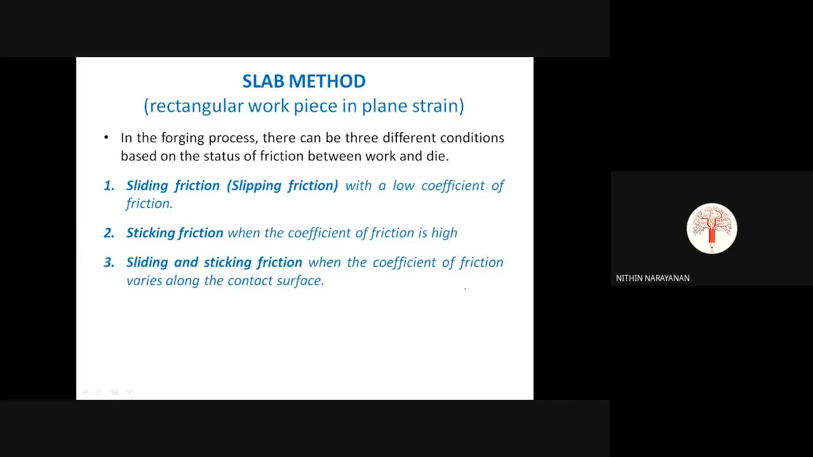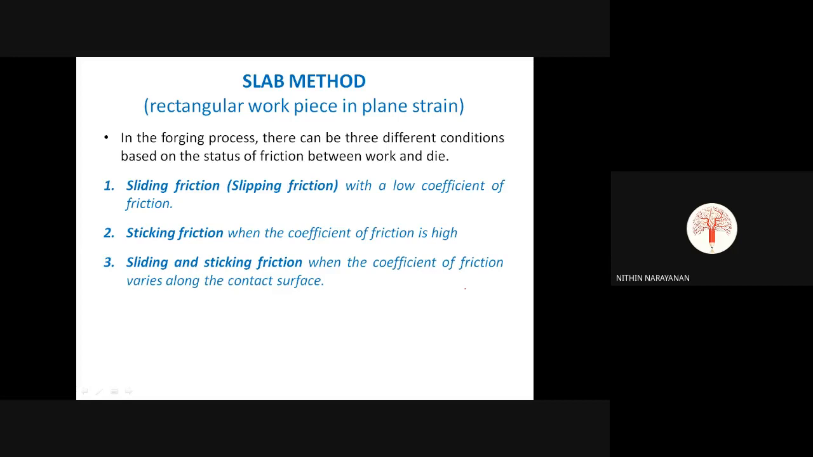Third condition is sliding and sticking friction, when the coefficient of friction varies along the contact surface. Okay, if the coefficient of friction mu is varying along the contact surfaces, it is not constant. If it is not constant, then that condition means it will be both sliding and sticking, or slipping and sticking.